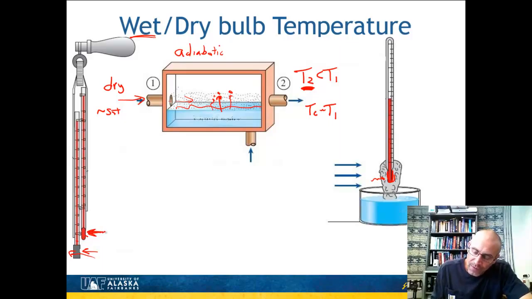The temperature of the dry bulb is the dry bulb temperature, just the actual temperature in the room. And this one over here is going to record a lower temperature, and the lower it is, the drier the air is in the room. So it's another measure of the amount of water content I have in the room.